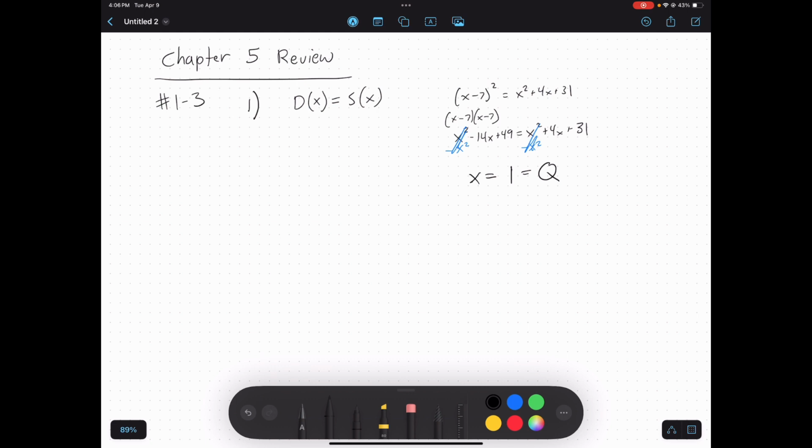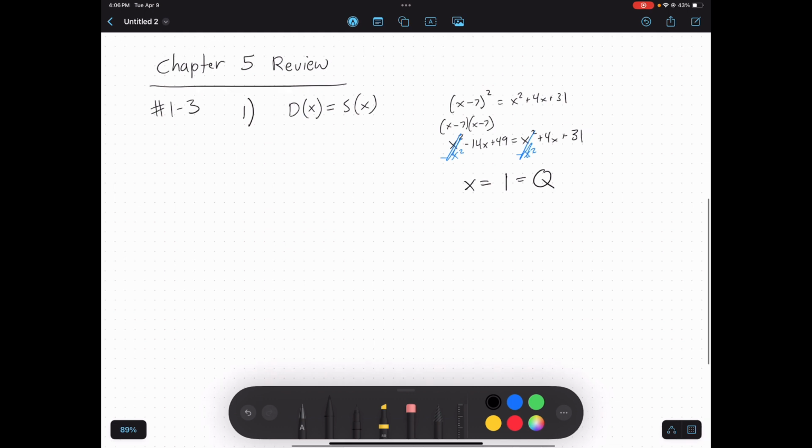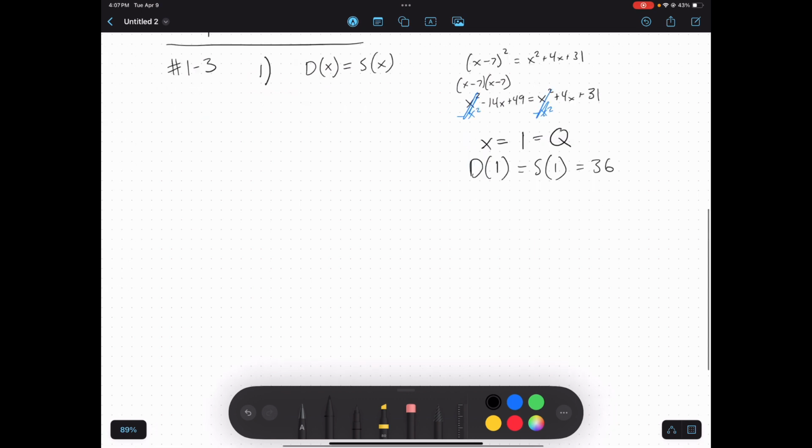It actually doesn't matter, because if I plug it into the demand equation, or, sorry, I put D of S, that's supposed to be D of 1. So if I plug 1 into my demand equation, or if I plug it into the supply equation, you're going to get the same thing. And not just for question 1, that's for any of these type of problems. And so that gives you your equilibrium point.